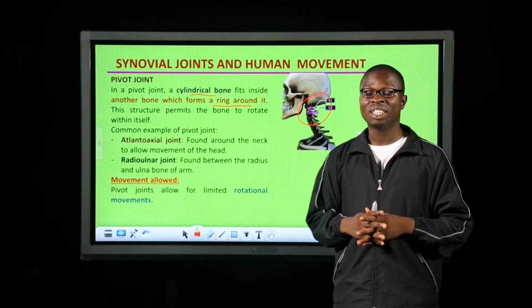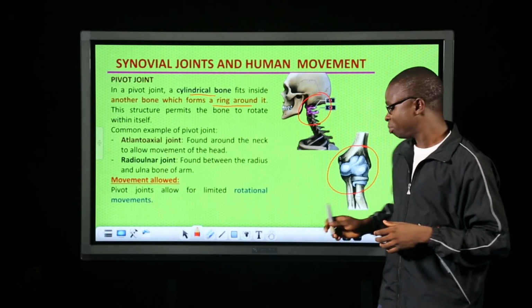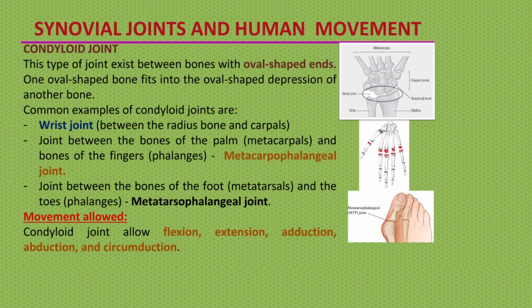And finally, let's talk about the condyloid joints. Condyloid joints exist between bones with oval surfaces. One bone with an oval surface fits into another bone that also has an oval surface. A common example of a condyloid joint is the wrist joint, found between the radius bone and the carpals.